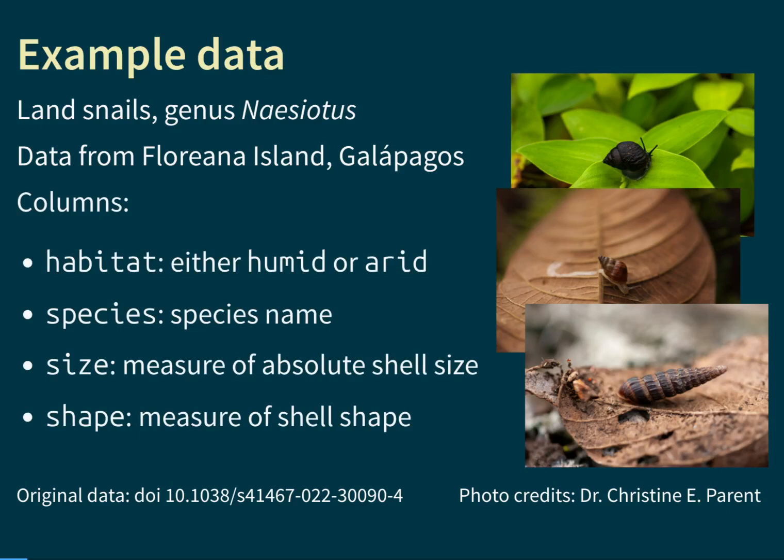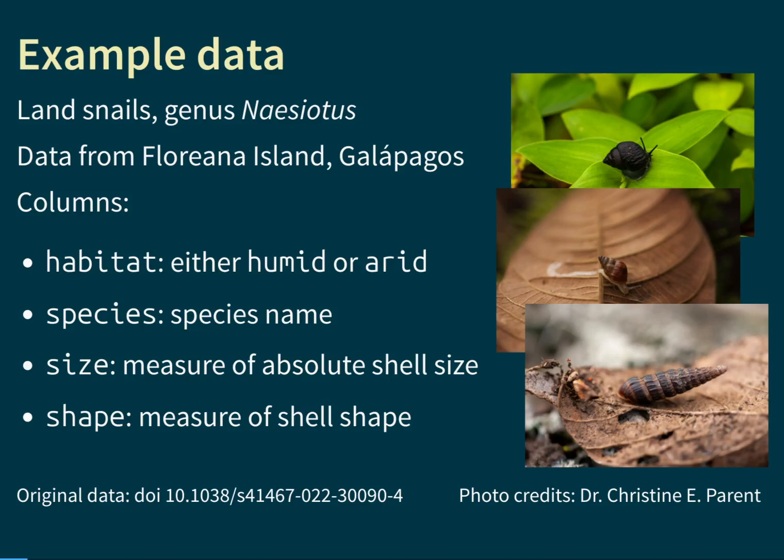And the columns, let's take a look at those. There are 4 different columns in the dataset. The first column is habitat, and that can be either humid or arid. Those are the 2 basic types of habitat that these snails inhabit. The second column is the name of the species. Again, the genus is always Nasiotus, but within the genus we need to know which species we're talking about. That is what that second column tells us.